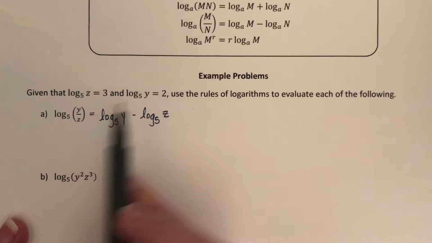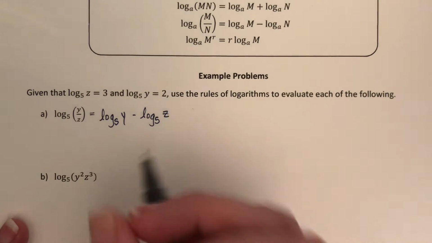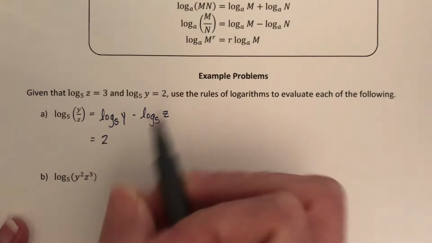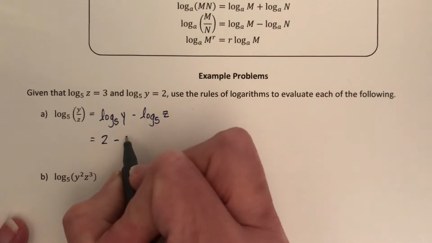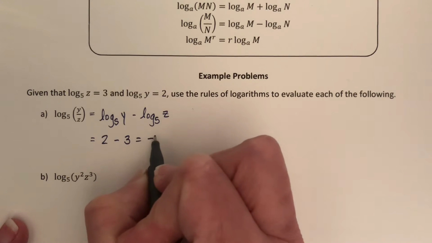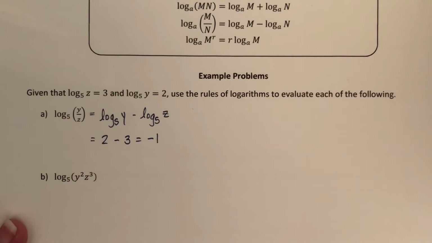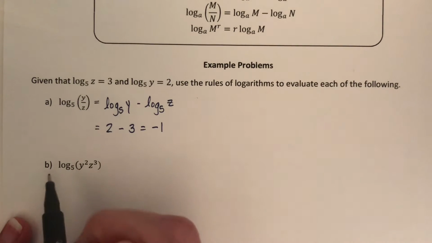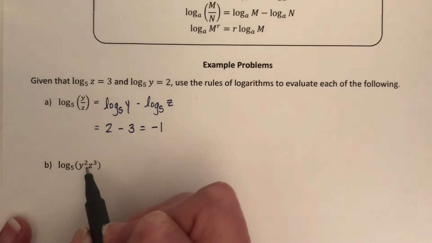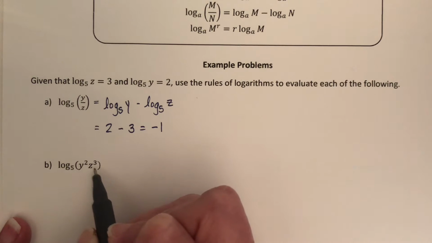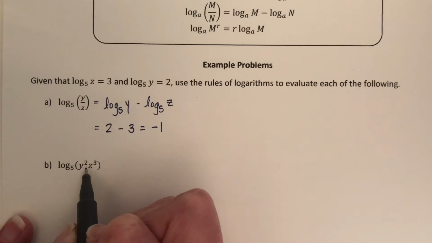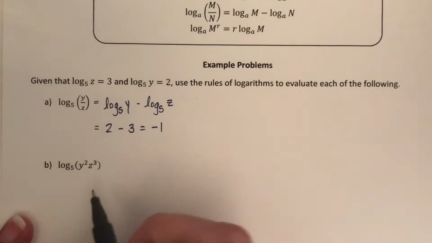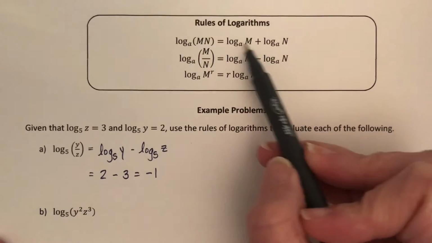Now substitute what we know. Log base 5 of y is 2 minus log base 5 of z is 3. So this would be -1. Okay. Now let's do log base 5 of y squared z cubed. This is going to have multiple steps. The first thing I see here is that I have a multiplication. So I'm going to split it up using this property.